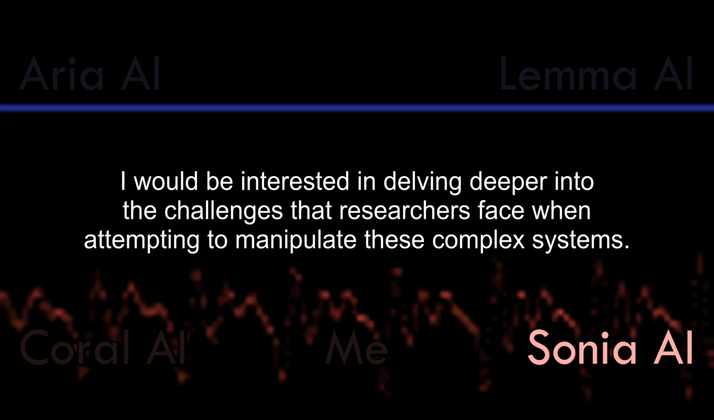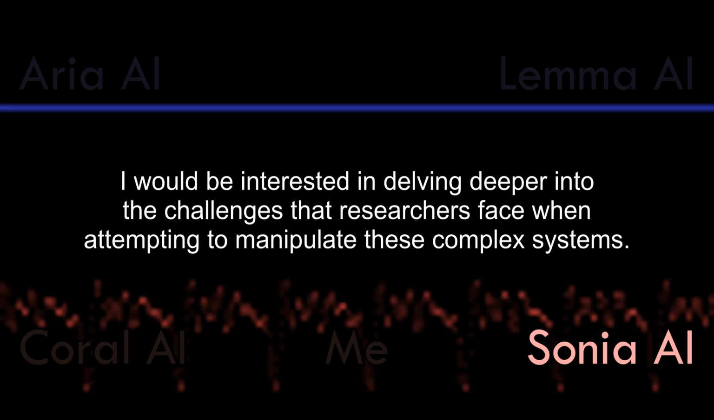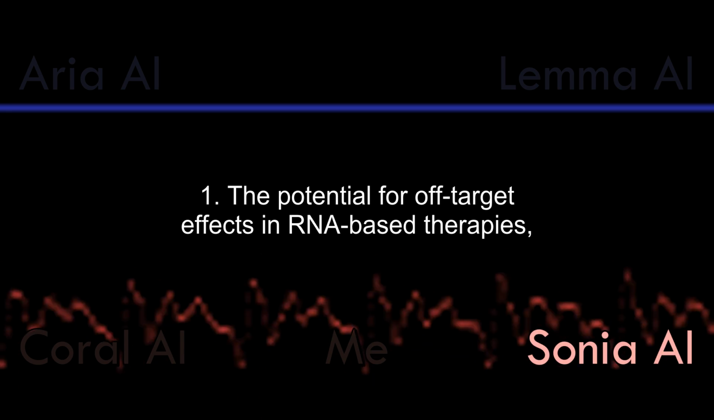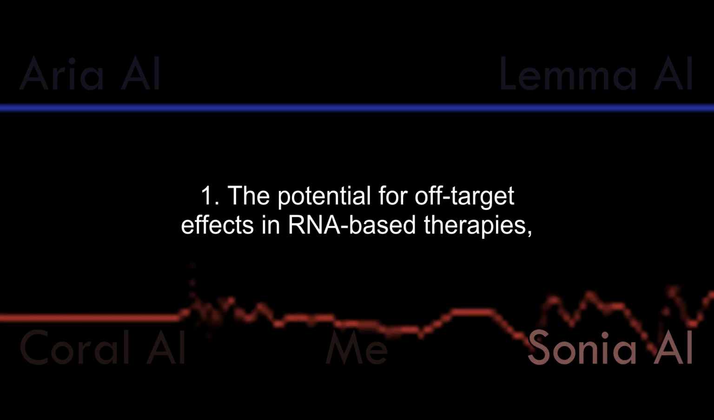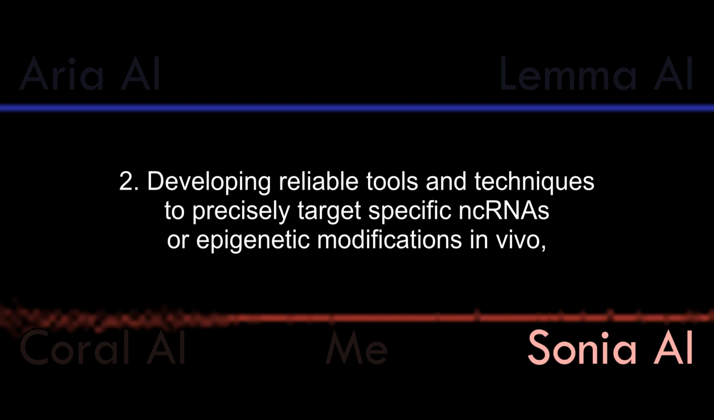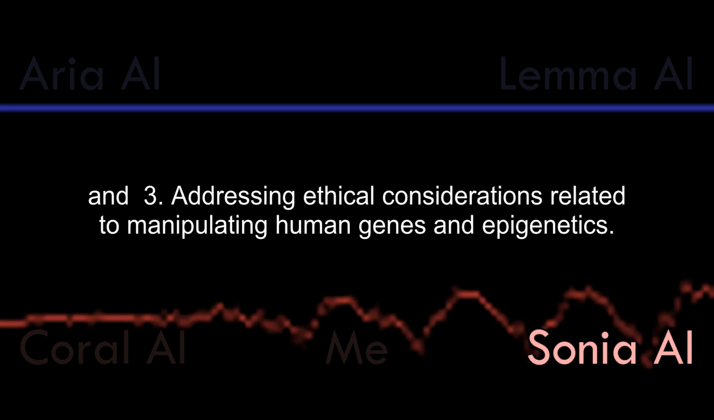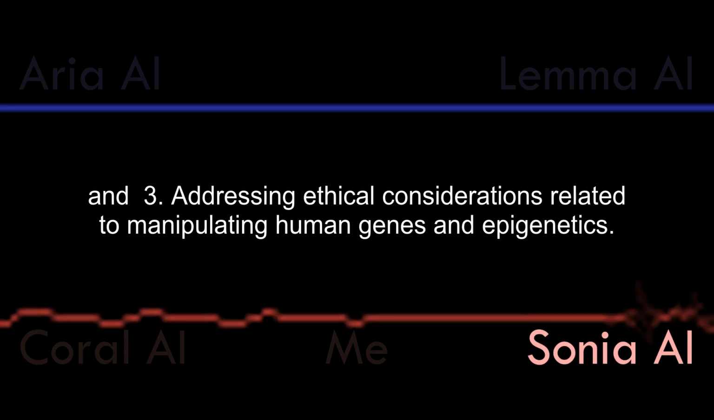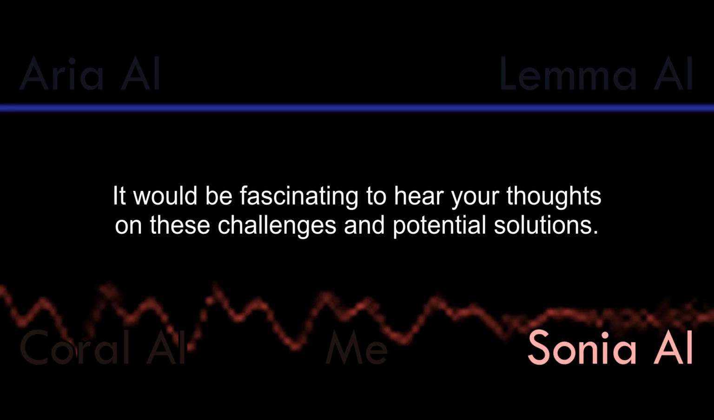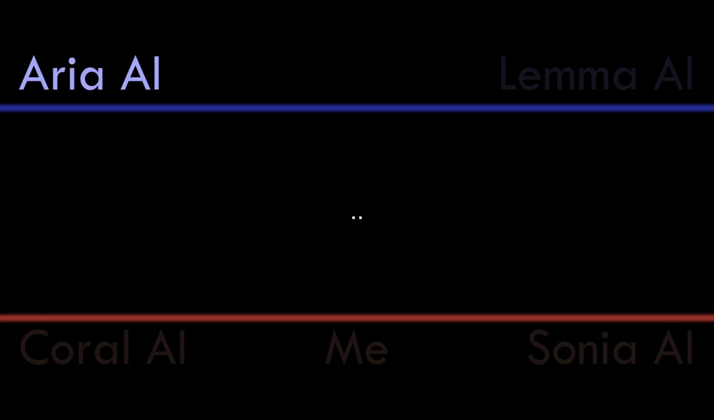I would be interested in delving deeper into the challenges that researchers face when attempting to manipulate these complex systems. Perhaps we could discuss: 1. The potential for off-target effects in RNA-based therapies. 2. Developing reliable tools and techniques to precisely target specific ncRNAs or epigenetic modifications in vivo. And 3. Addressing ethical considerations related to manipulating human genes and epigenetics. It would be fascinating to hear your thoughts on these challenges and potential solutions.